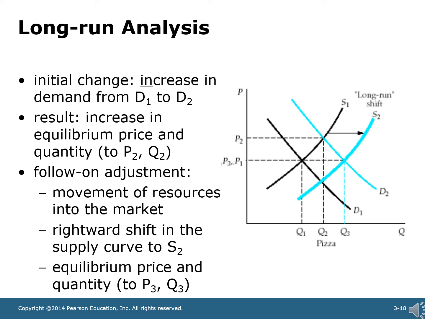Because the supply curve shifts to the right, that's going to increase the supply. So we end up with a Q3, a new equilibrium quantity being bought and sold, which is much greater than the initial, or even the short run change in equilibrium, Q2.